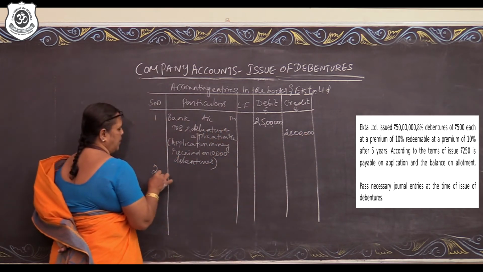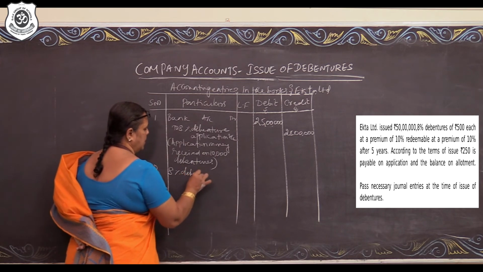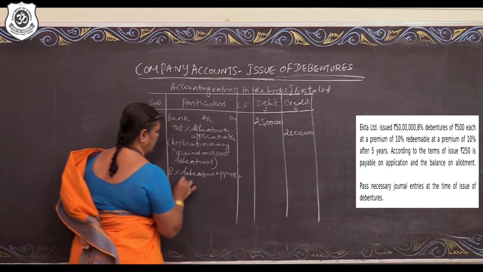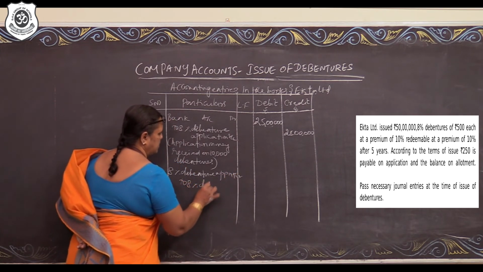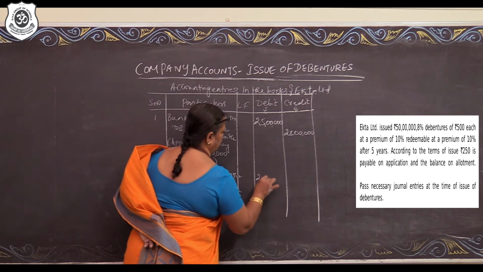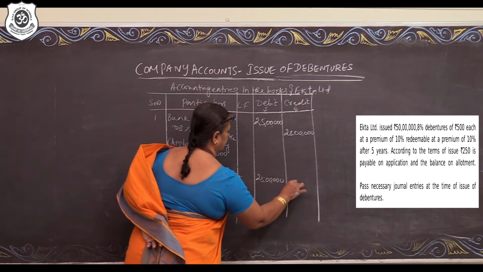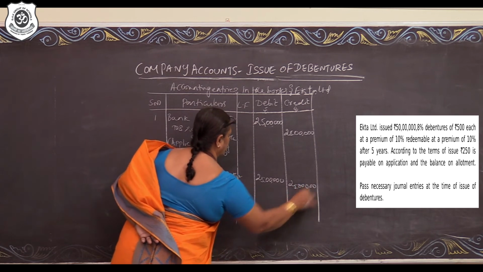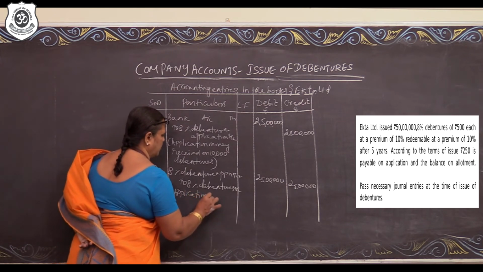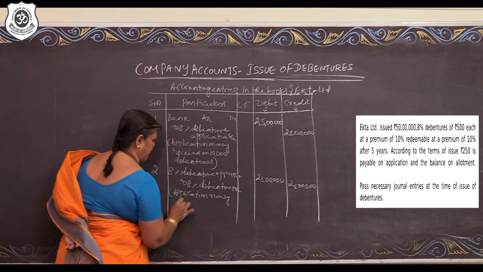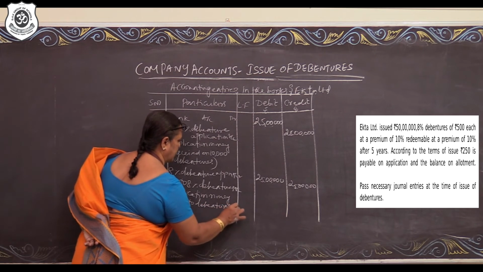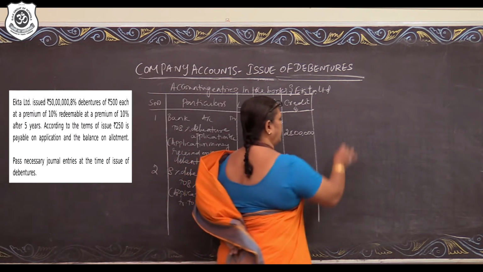The second entry will be 8% debenture application account debit to 8% debentures account, 25 lakhs. Application money transferred to debentures account. Now, going to the third entry.